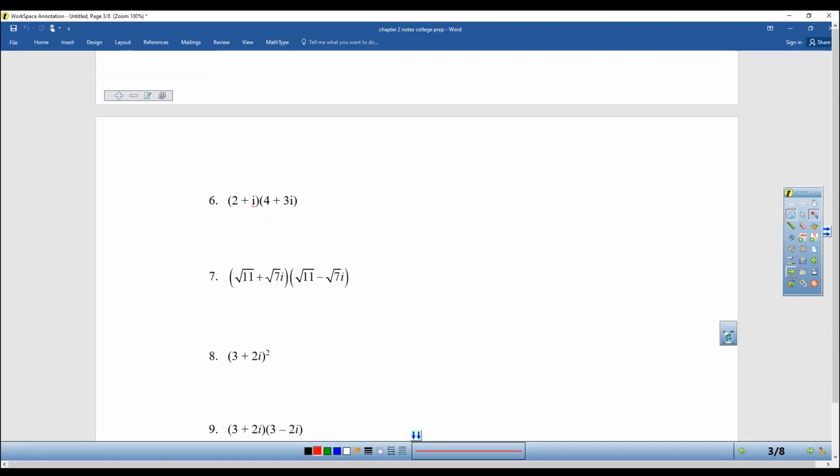What would you do if these were x's? You would FOIL. So you still want to FOIL. First, outer, inner, last.